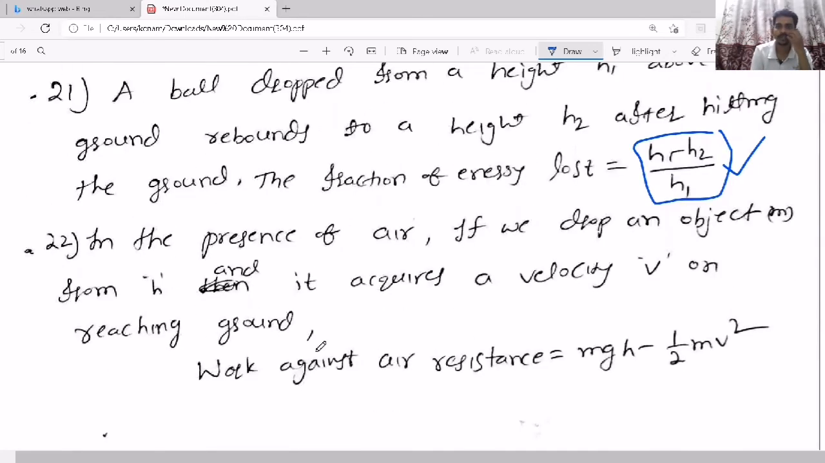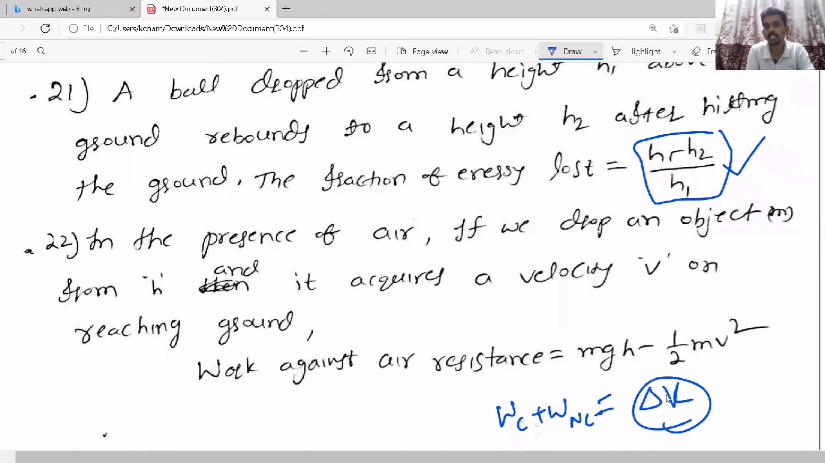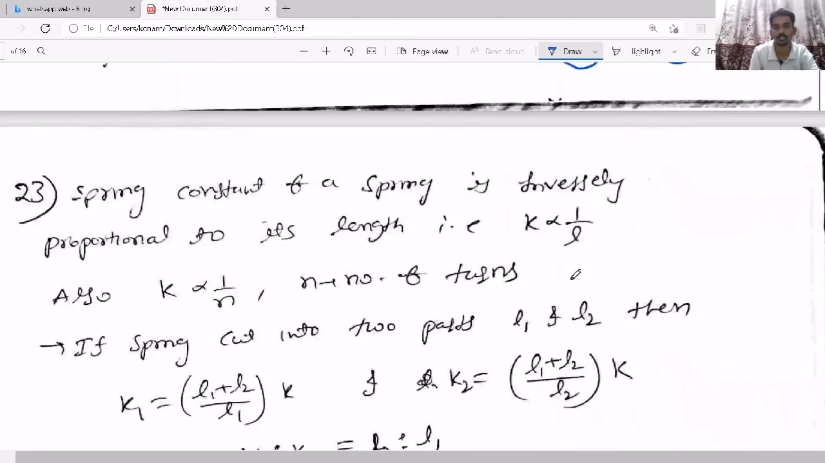Now, in the presence of air, if we drop an object of mass m from h and it acquires a velocity v on reaching the ground, work against air resistance. So here again, same thing: work done by conservative force plus work done by non-conservative force equals delta K. Delta K means change in kinetic energy. Dropping means initial velocity 0, so initial kinetic energy 0. So half mv square minus 0. And work done by air resistance means work done by non-conservative force, you have to find. Here, work done by conservative force means work done by gravity, that is mgh. So you can find it. That is what I have given in the equation.